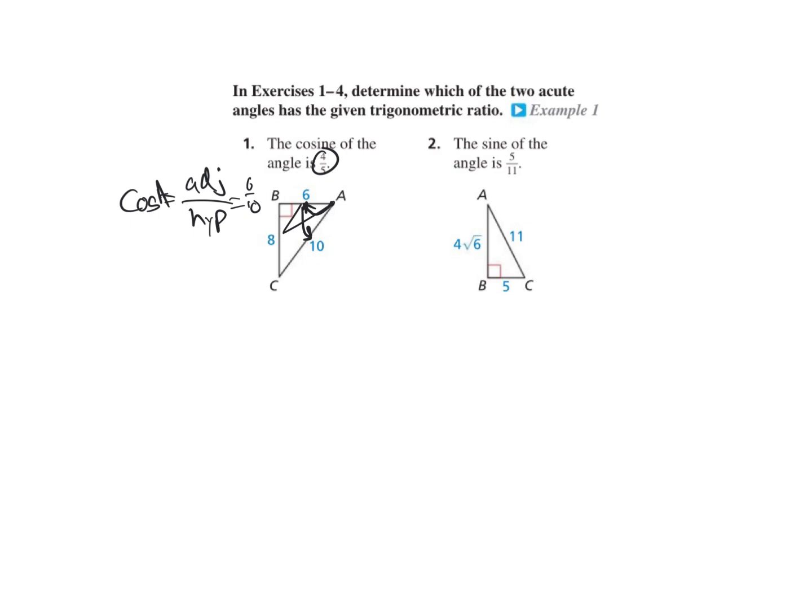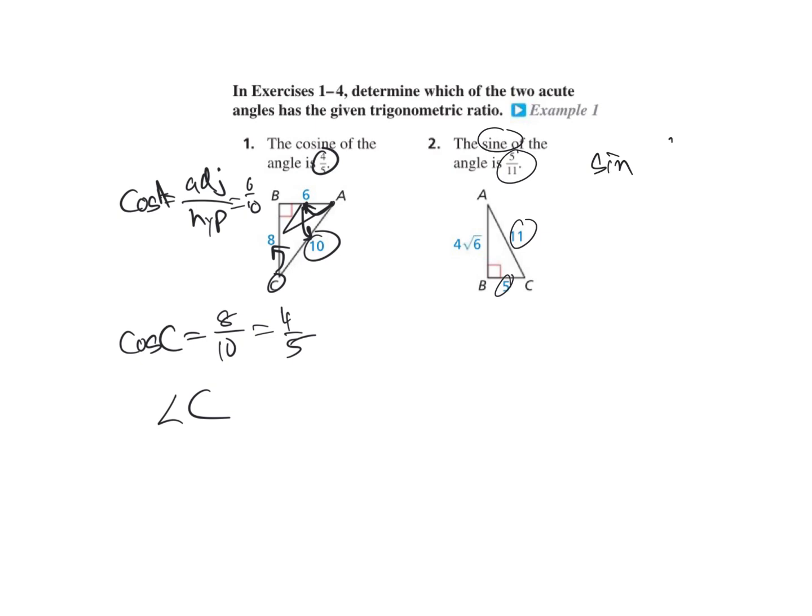Now the cosine of C is going to be the adjacent leg, 8, over the hypotenuse, 10, which reduces to 4/5. Okay, so determine which of the two acute angles has the given trigonometric ratio. That would be angle C. That's the answer. All right, now on number 2, we want the sine, and it needs to be 5/11. Well, here's 5 and 11. The sine is, remember, the opposite leg over the hypotenuse. Well, where's the hypotenuse? 11.